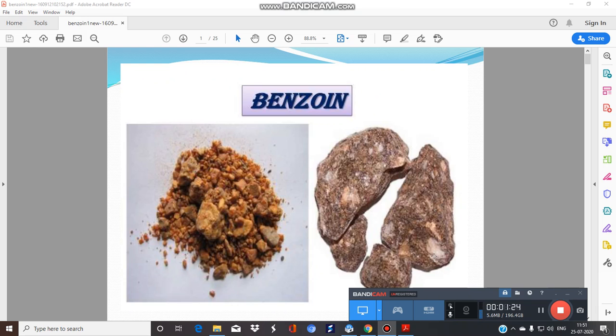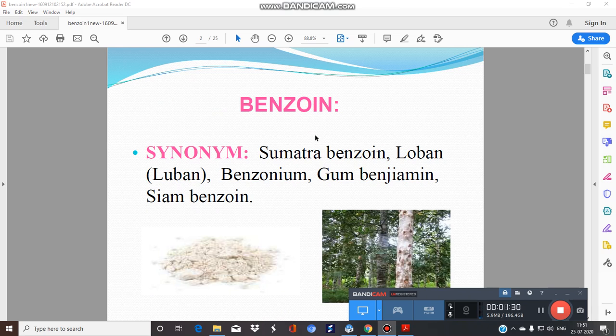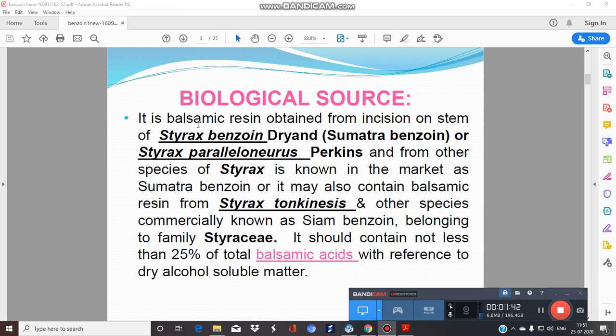So this is the plant we have to remember in our syllabus, that is the benzoin. Let's start. You have to remember two types of benzoin. We obtain benzoin from two plant species, Sumatra benzoin and Sham benzoin. These two are different plants, but of the same genus. It is a balsamic resin. Remember, this is a balsam.